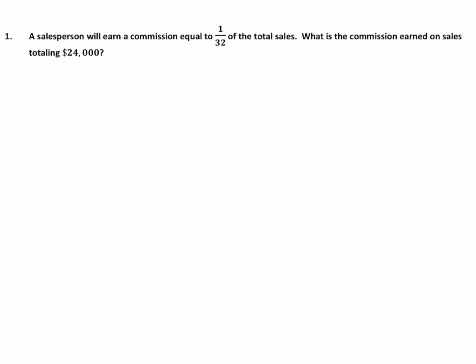A salesperson will earn a commission equal to 1/32 of the total sales. What is the commission earned on sales totaling $24,000? When it says of, that means to multiply. So 1/32 times 24,000.